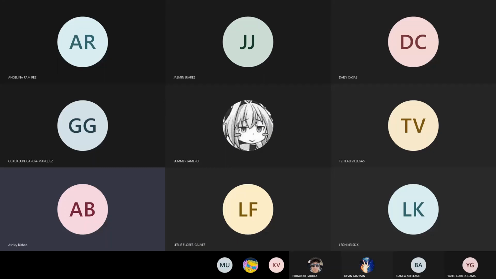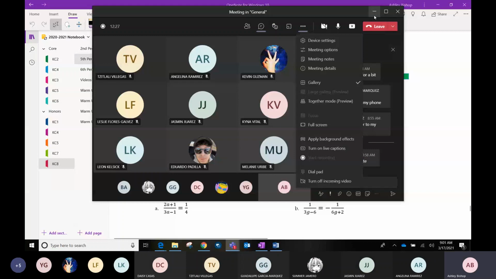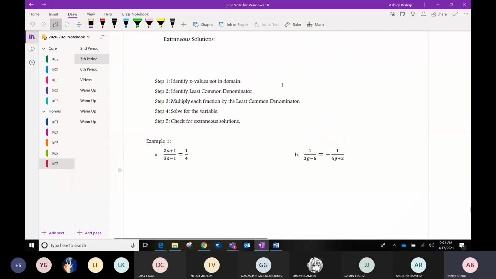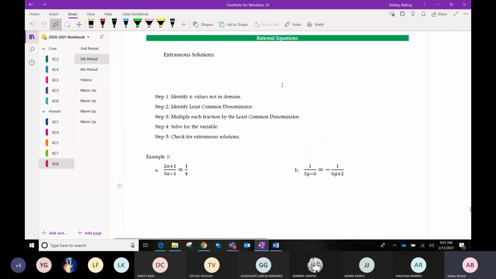Yeah. But we are on notes on page 18. And like I said, today's not going to be too stressful, but you absolutely need to know how to do today before we do tomorrow, which tomorrow will be taking it up a notch. But today we are going to learn about something called extraneous solutions.